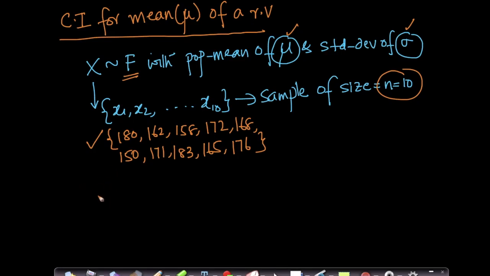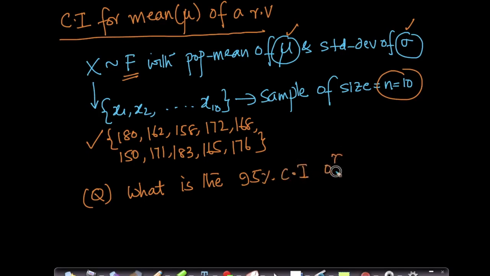Now let's ask a question. The question that we have in front of us is, what is the 95% confidence interval of mu? This is a very simple question. I'm estimating the 95% confidence interval of the population mean of the random variable. That's the title of this video: the confidence interval for the mean, which is mu, or population mean to be precise, of a random variable. The random variable can come from any distribution.